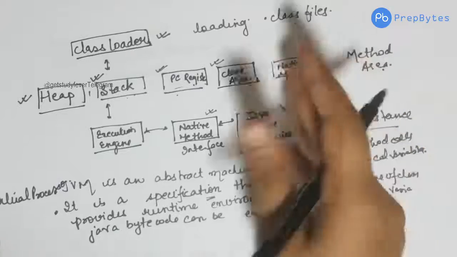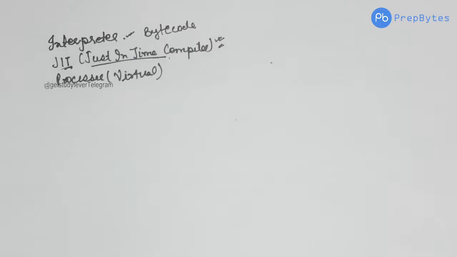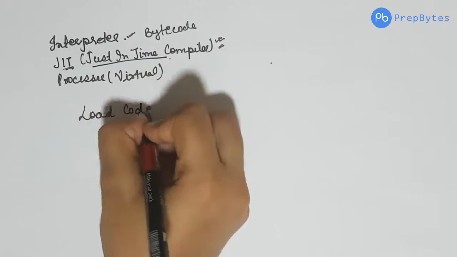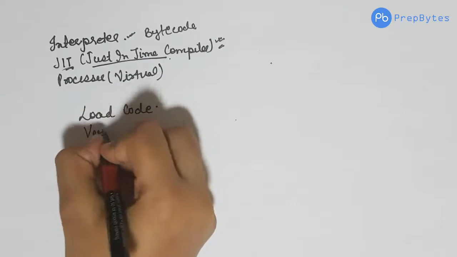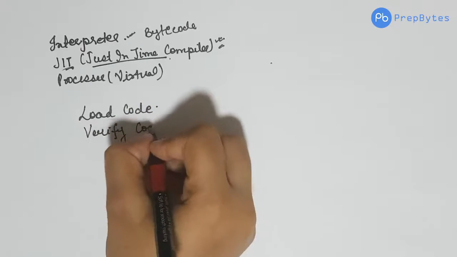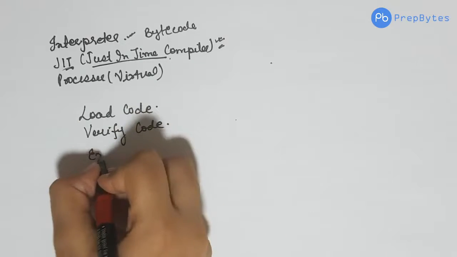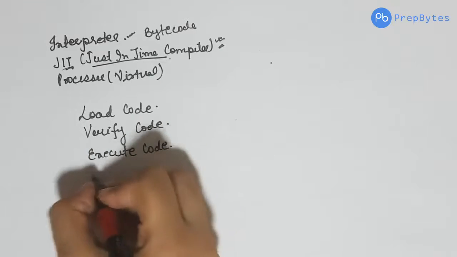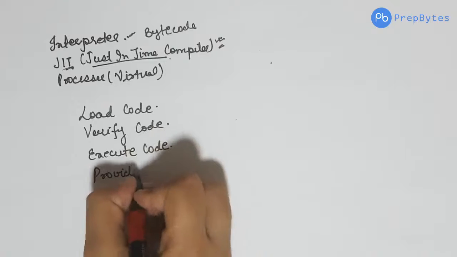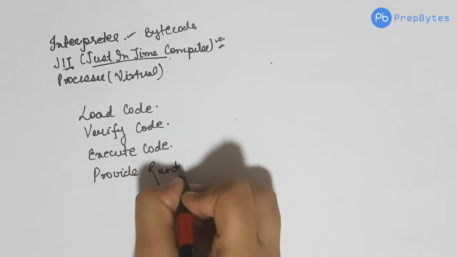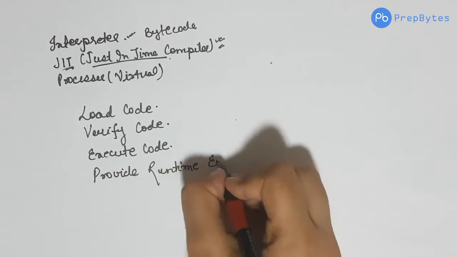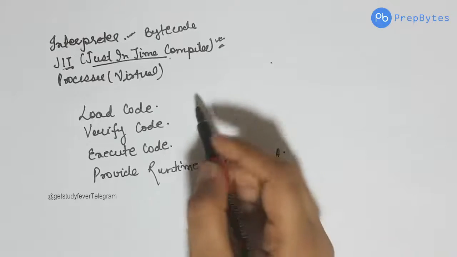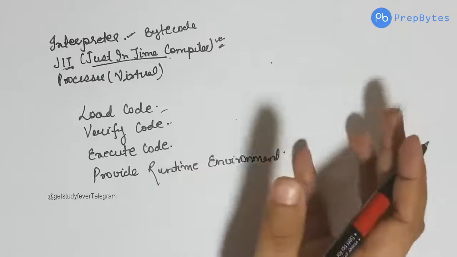So summarizing the JVM, the task of JVM is to load the code, which is done by class loader, verify the code, execute the code, which is done using execution engine, and provide runtime environment. So this JVM does the whole task of loading, verifying, and executing the code.